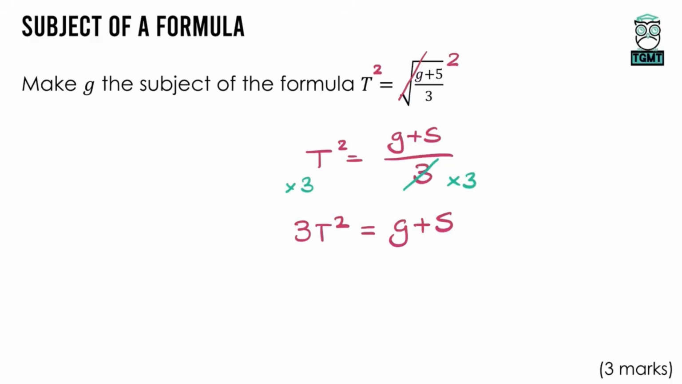There's now only one step left, and that is to get rid of that 5 so that g is the subject. To get rid of a plus 5, we will minus 5, and when we minus 5 from the left hand side, we have these 3t squareds, then take away 5, and that is equal to g. And again, if you have g equals on your dotted line, you would just write 3t squared minus 5, or you can write it either way round, 3t squared minus 5 equals g, or g equals 3t squared minus 5.